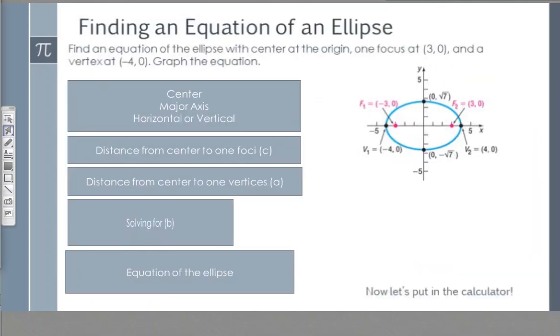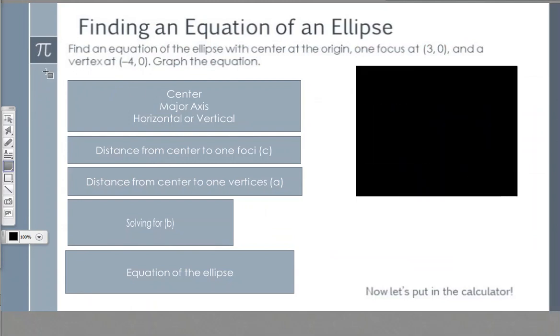Okay, so for finding the equation of an ellipse, so we can graph it. Let's not look at the graph for just a second. We're not going to look at that for a minute. The first thing you want to do is it says find the equation of an ellipse with the center at the origin and one focus at (3, 0) and a vertex at (-4, 0), and then graph the equation.